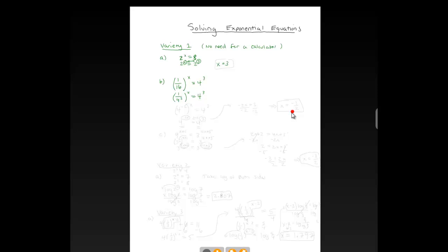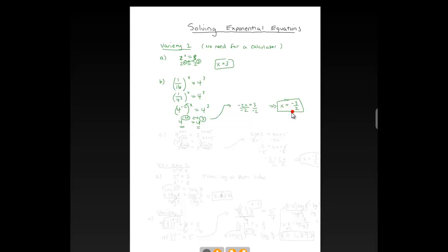But 1 over 4 squared, if you remember, is the same as 4 to the negative 2. So now that's 4 to the negative 2 to the x. And then another rule of exponents allows us to multiply the negative 2 with the x. So I get 4 to the negative 2x equals 4 to the 3. And since I have the same base here, I can, of course, set the exponents equal to each other and solve. Negative 2x equals 3, which means that x equals negative 3 halves.